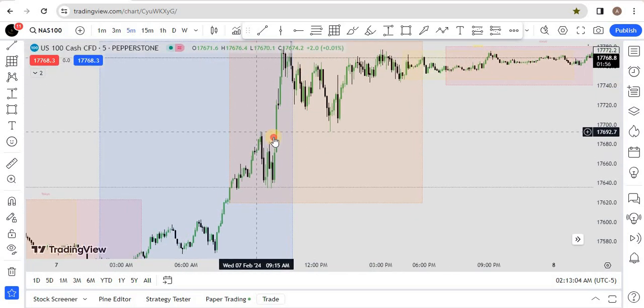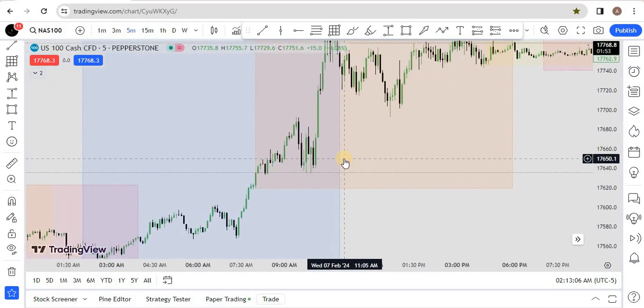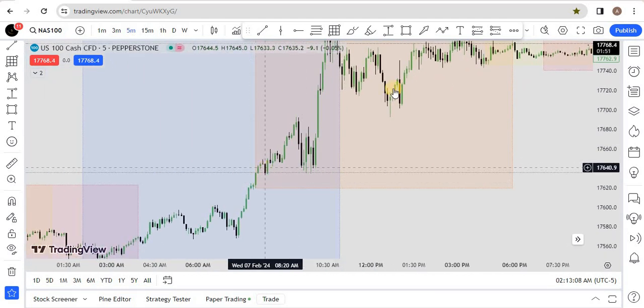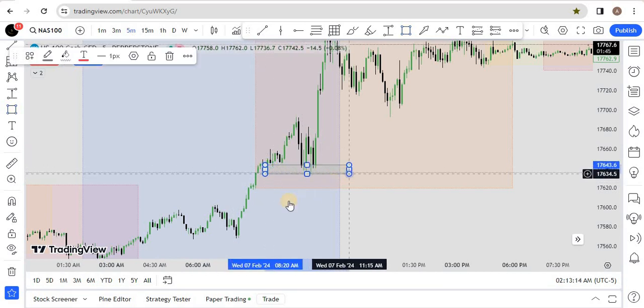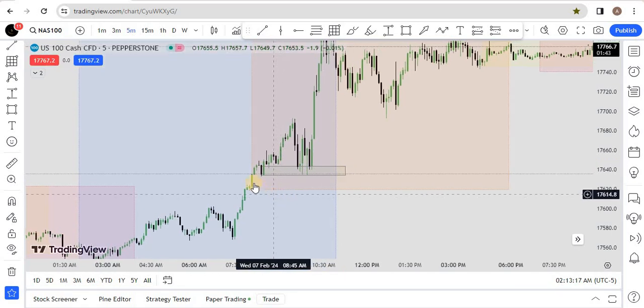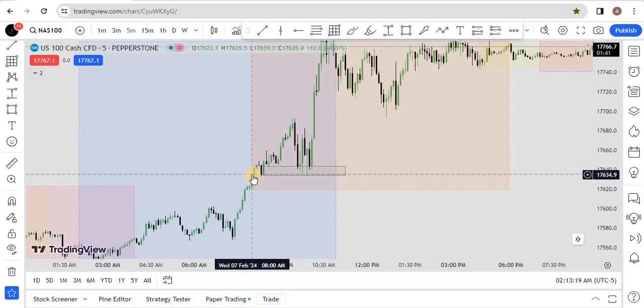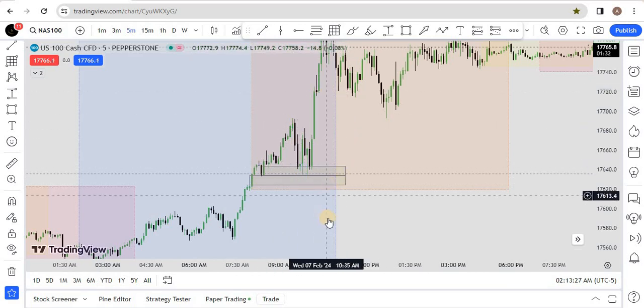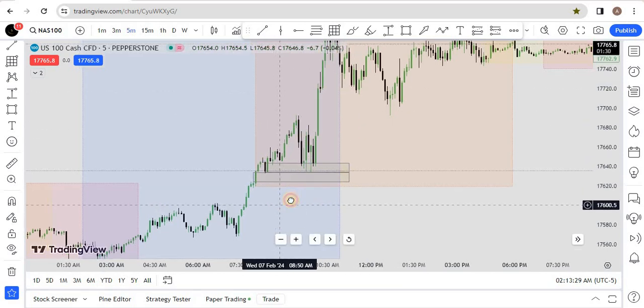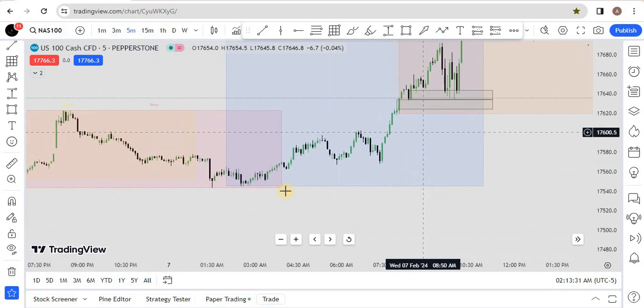Here, if you see that price taps on the order block, because that order block tapped on this fair value gap, the opening of New York time. So you will see this type of setup. You only need good management and practice.